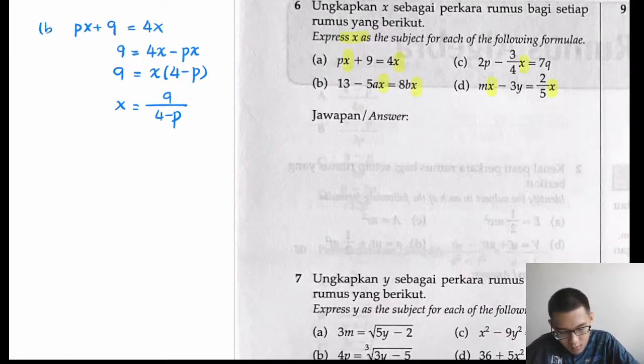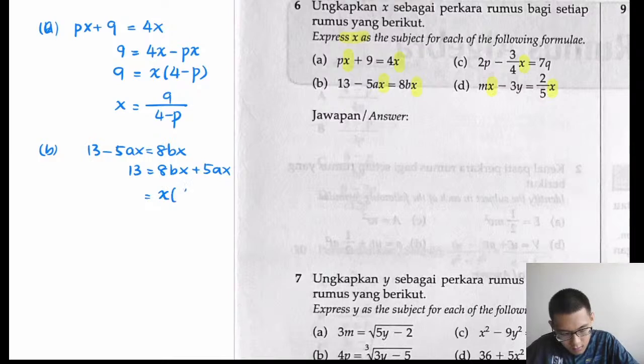So b. 13 minus 5ax equal to 8bx. So I'll try to change to bx here plus 5ax. So 13. So x times 8b plus 5a equals 13. So I can conclude that x is equal to 13 over 8b plus 5a.